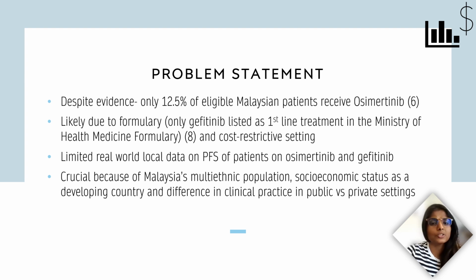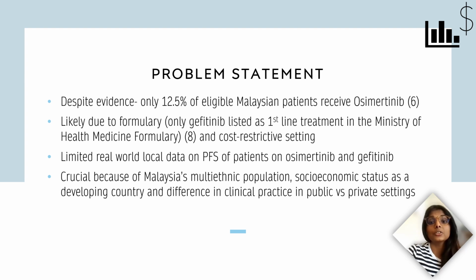The problem, however, is only 12.5% of eligible Malaysian lung cancer patients receive osimertinib, while the majority are still treated with older generation TKI. This is due to formulary restriction, where only first generation gefitinib is listed in the Ministry of Health Medicine formulary, which dictates which drugs are available free in public hospitals. The reason for this is the cost-restrictive setting of most developing countries, including Malaysia.